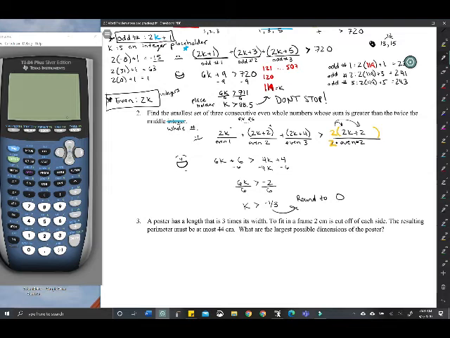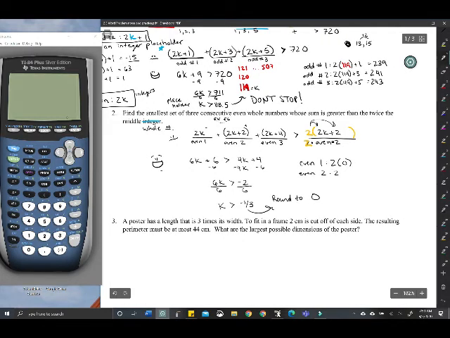Let's see if it works out here. Even number 1 is just 2k. So 2 times 0. Even 2 is going to be 2k plus 2. And even 3 is 2k plus 4. So we have the numbers 0, 2, 4.